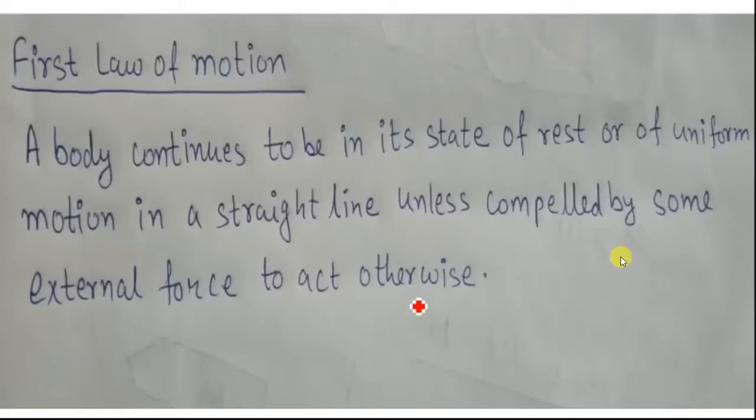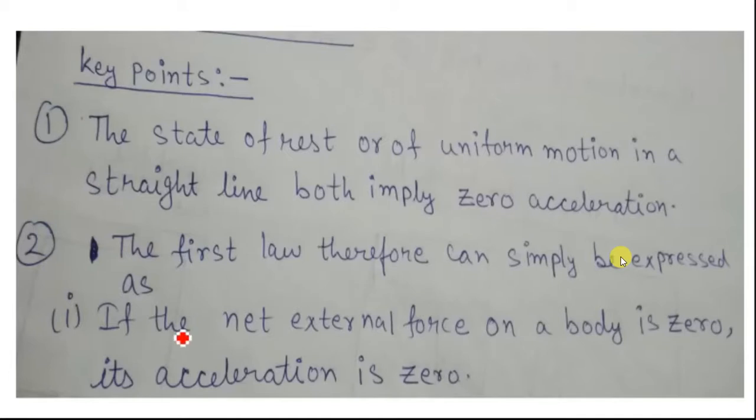The first law of motion: a body continues to be in its state of rest or of uniform motion in a straight line unless compelled by some external force to act otherwise. The state of rest and of uniform motion in a straight line imply zero acceleration. So the first law can be simply expressed as: if the net external force on the body is zero, its acceleration is zero.